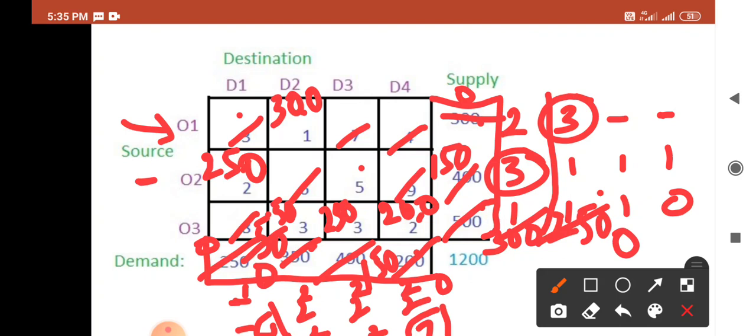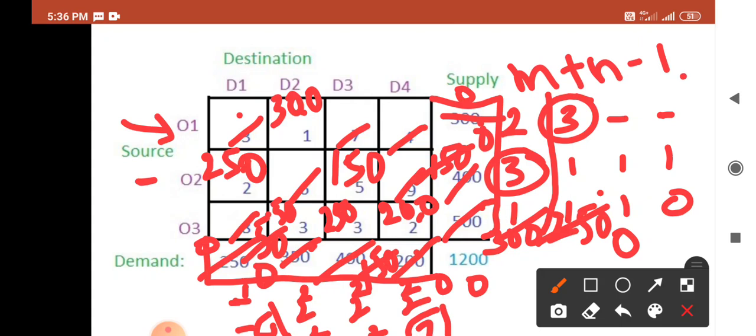There is 150 in the D3 column and 150 in the O2 row, so we make allocation 150. This becomes 0 and this also becomes 0. All allocations are now made: 1, 2, 3, 4, 5, 6 allocations. That is the number of rows plus columns minus 1, so the condition is satisfied.